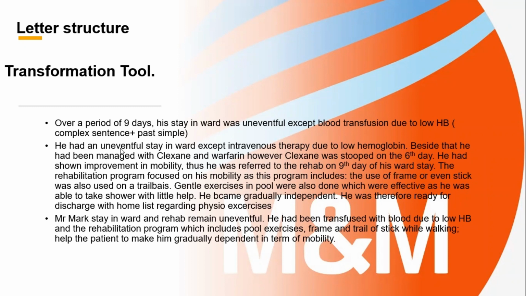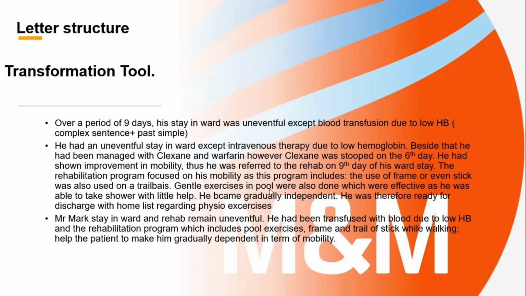You can read it. He had an uneventful stay, the past perfect, except intravenous therapy due to low HB. Besides that, he had been managed with Clexane and warfarin. However, Clexane was stopped on the 6th day. He had shown improvement in mobility. I am writing in past perfect. Thus, he was referred to rehab. So you can see from this point, before this, I have used the past perfect because I'm trying to write all the events in the past perfect so that I can give the time difference between ward and rehab.